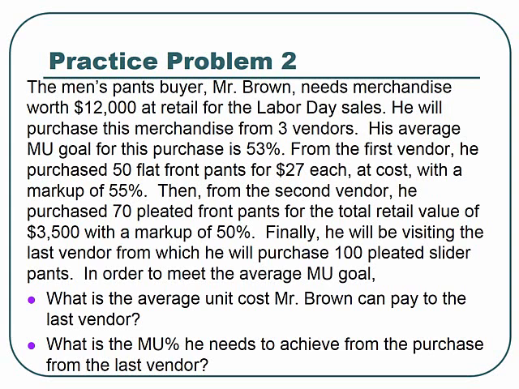So 100 more pants to buy for the balance, in order to meet the average markup goal, which was 53% given above. Two questions. What's the average unit cost Mr. Brown can pay to the last vendor? That's asking for the average cost per unit for the balance. And what's the markup percent he needs to achieve from the purchase from the last vendor? Again, it's the markup percent for the balance that I'm asking.